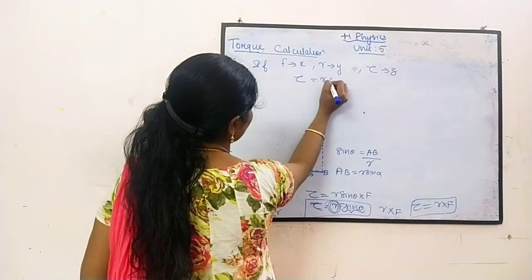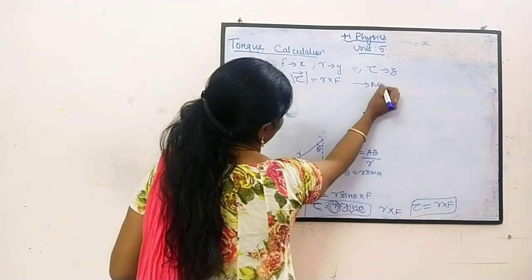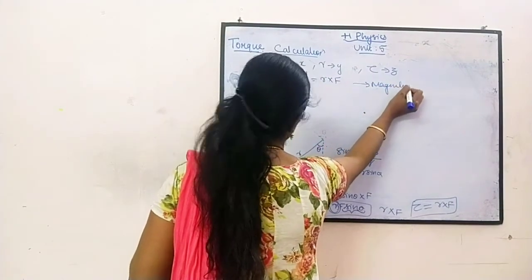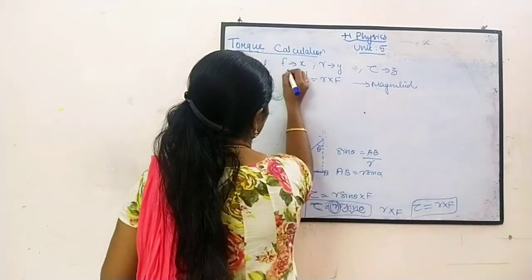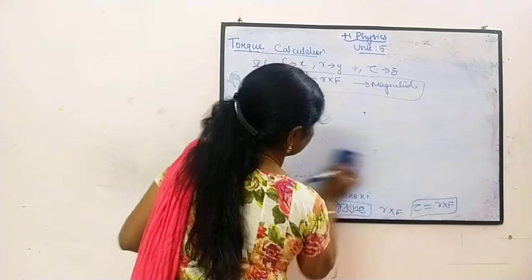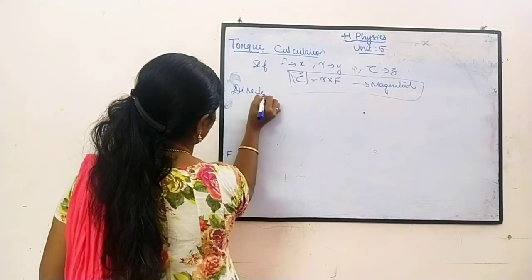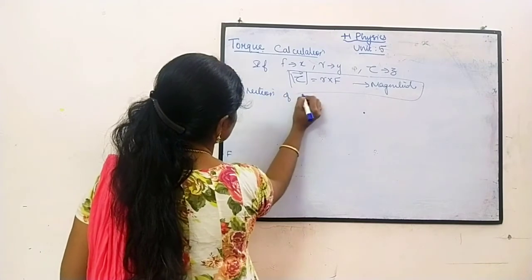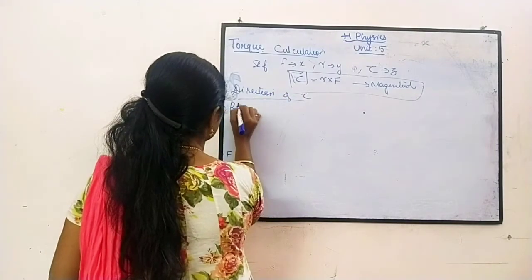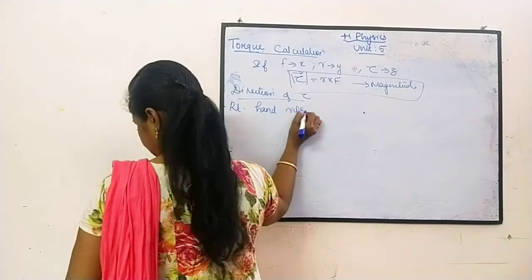Torque is equal to R cross F. This is the magnitude of torque. Okay, suppose if you want to find out the direction of torque, direction கண்டுபிடிக்கணும் அப்படினா you should use a rule, direction of torque. So for that you should use the right hand rule. Okay, what is this right hand rule?